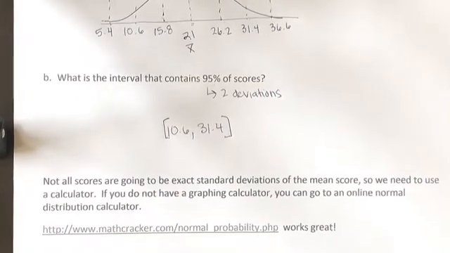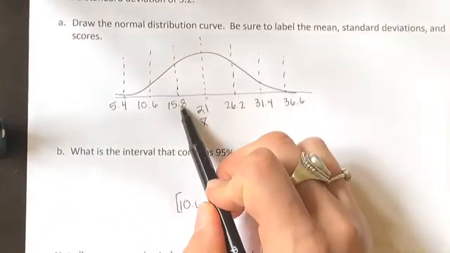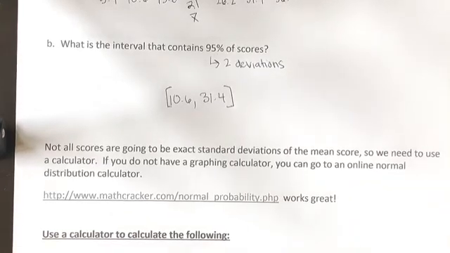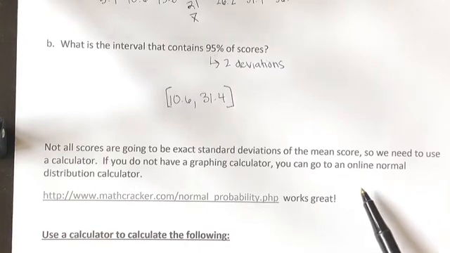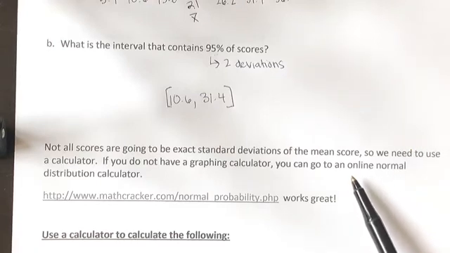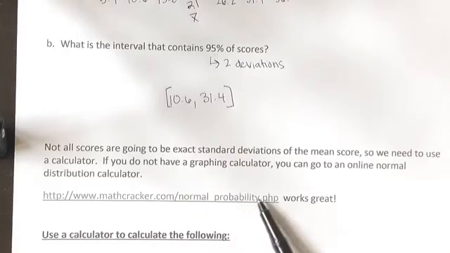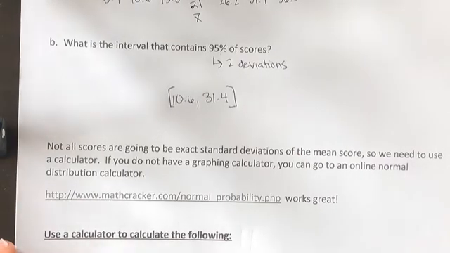Okay, not all scores though are going to be exact standard deviations, right? Like, you can't get a 15.8 on your ACT, that's a decimal. So on something like this, where you actually want to see where you would fall if you put your score in, we would need to use a calculator. If you have your own graphing calculator, you can just follow along with me. If not, you could probably just Google a normal probability calculator, but here's one you can go to. And I'm going to show you how to do that.